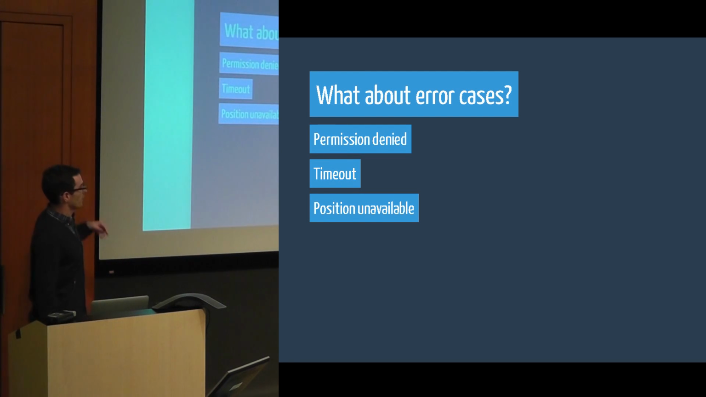And then finally, position unavailable. This is like if something in the GPS chip malfunctions, or something in the phone prevents you from getting a reading, you would get position unavailable, and that's likely not going to happen too often.